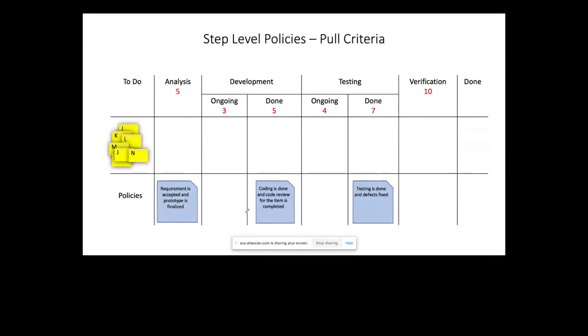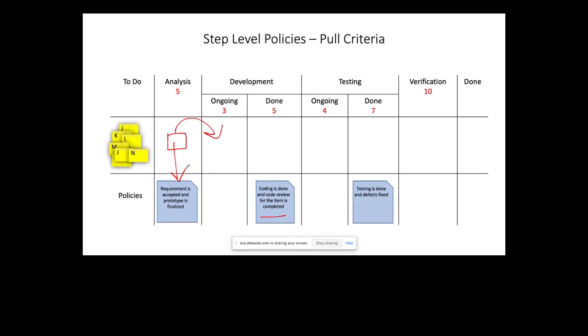Over here, when this particular criteria is met, QA engineers will get a signal to pull the work from development, right? Have a look at the examples once again that I've written. Requirement is accepted and the prototype is finalized. So when this criteria is met, developers can take the work from the analysis column, right? So we have a ticket which has been analyzed, and this ticket has satisfied this criteria. Then the developers will know, okay, this is a signal for me to take it up from analysis.